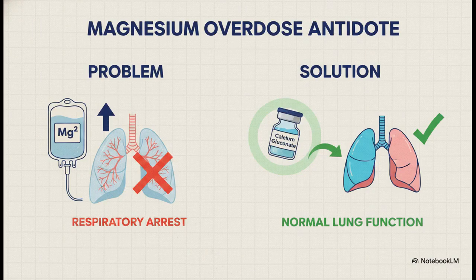Here's another one of those must-know life-saving facts for your exam. If a patient gets too much magnesium, it causes severe muscle weakness and can stop their breathing. What's the antidote? It's calcium. Specifically, we give calcium gluconate. It works immediately to reverse the effects of that magnesium overdose.